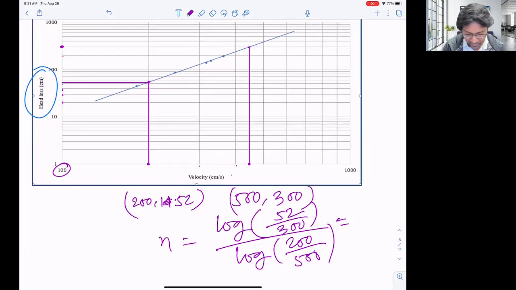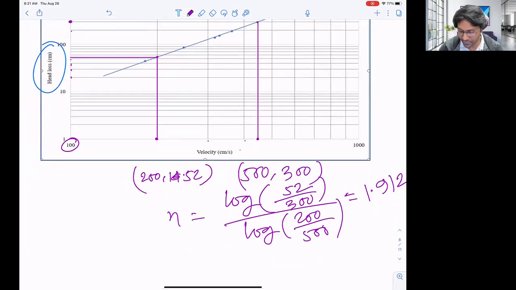Log of 52 divided by 300, divided by log of 200 divided by 500. I'm not sure what I'm getting. Yeah, I got 1.912. It's pretty good, right? It should be in between 1.75 and 2. So the head loss HL is equal to C V to the power 1.912.